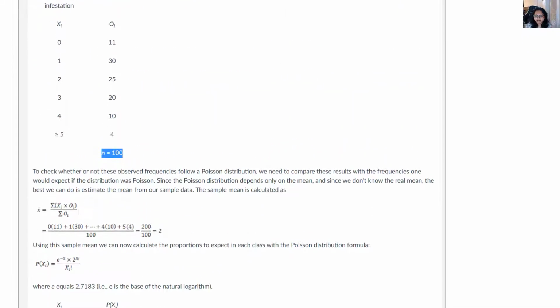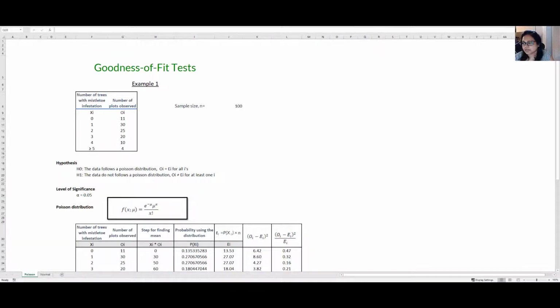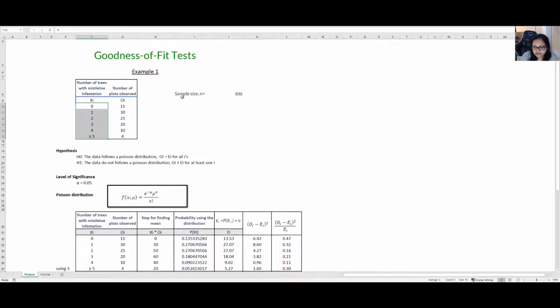Okay, so I actually copied this table and put it into an Excel table. Let me show you that. So you can see that I copied the table. We have the number of trees with infestation, and we have the number of observed values. How many classes do we have? You can see that we have 6 classes right now. And then at first you need to define what you actually got from the example, that means what's mentioned in the question.